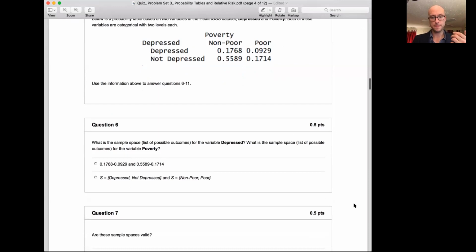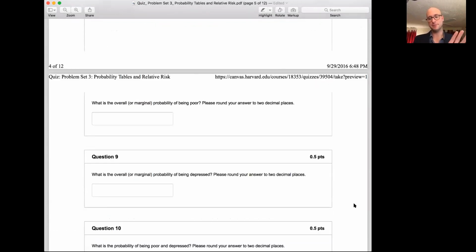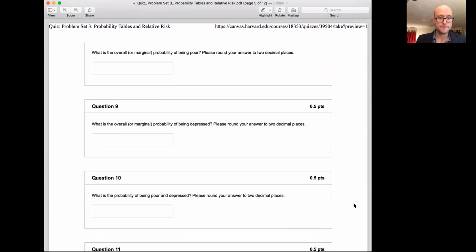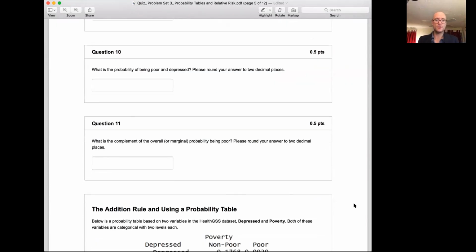Much simpler. I think that's an interesting arrangement, because here we have you adding up things, and then at the end of it, basically we give you an answer that is just plain as day. It's stuck right in there. Question 11, what is the complement of the overall or marginal probability of being poor? Okay.